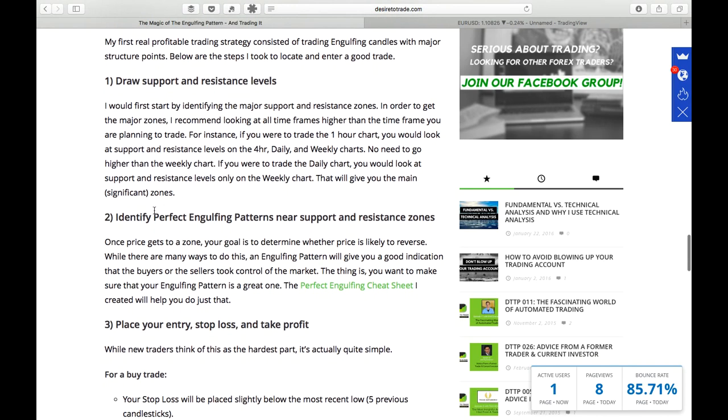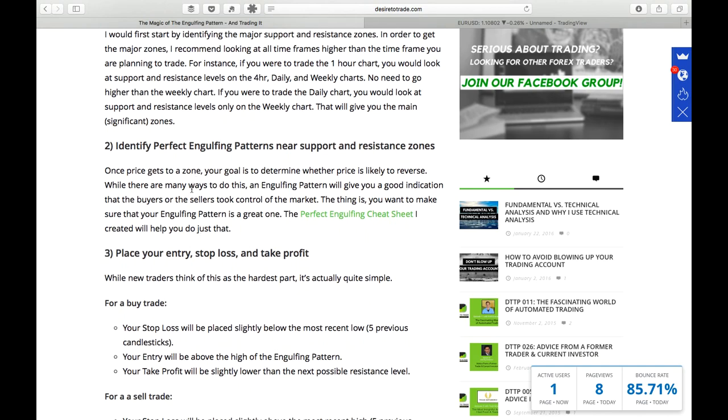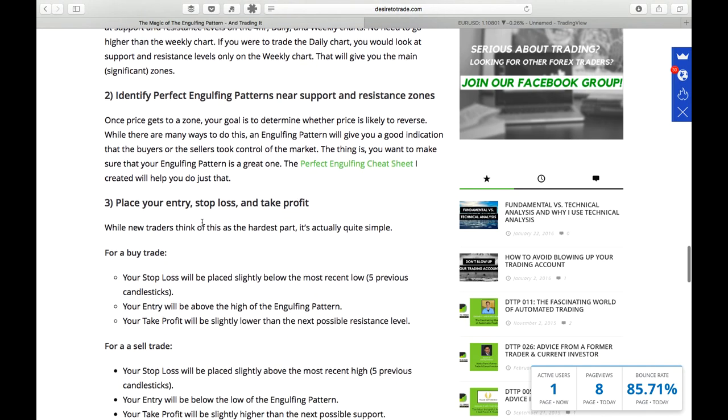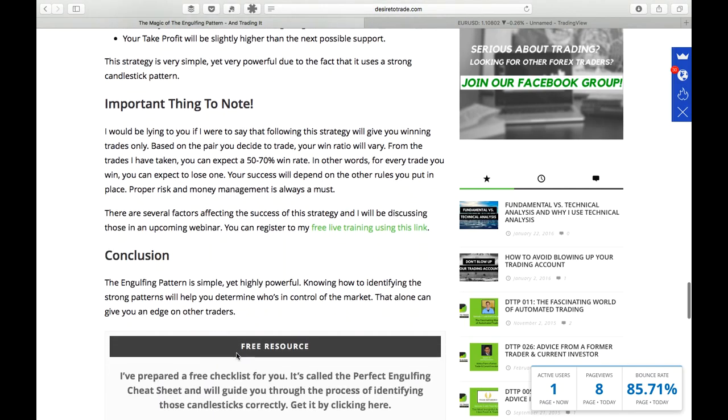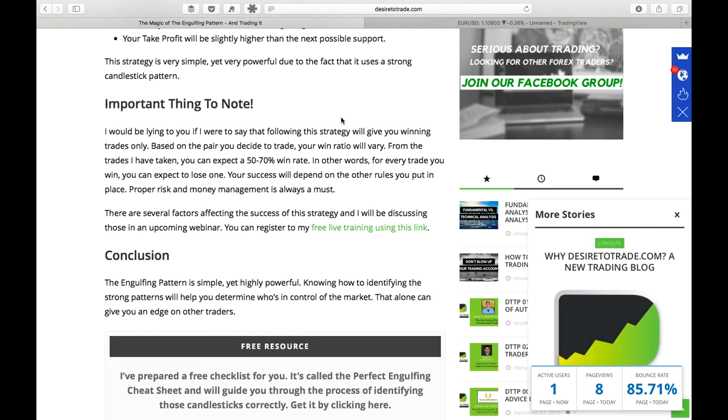Then you're going to look at engulfing patterns, the perfect ones, according to the checklist, the cheat sheet you can download for free. You're going to look at those that are near support and resistance zones. So anything that's close to a support zone, I would say on the support zone. Don't forget these are zones, they're not lines, they're zones. All those you can trade. And then you're going to look at how to place your entry and your take profit. So everything's detailed there, so you can just check this out, read it, and make sure you understand it.